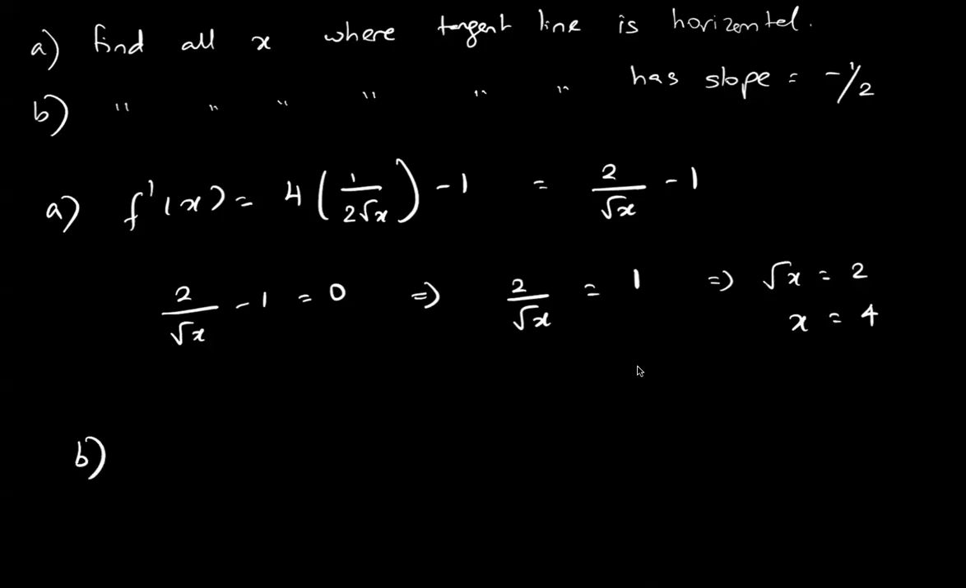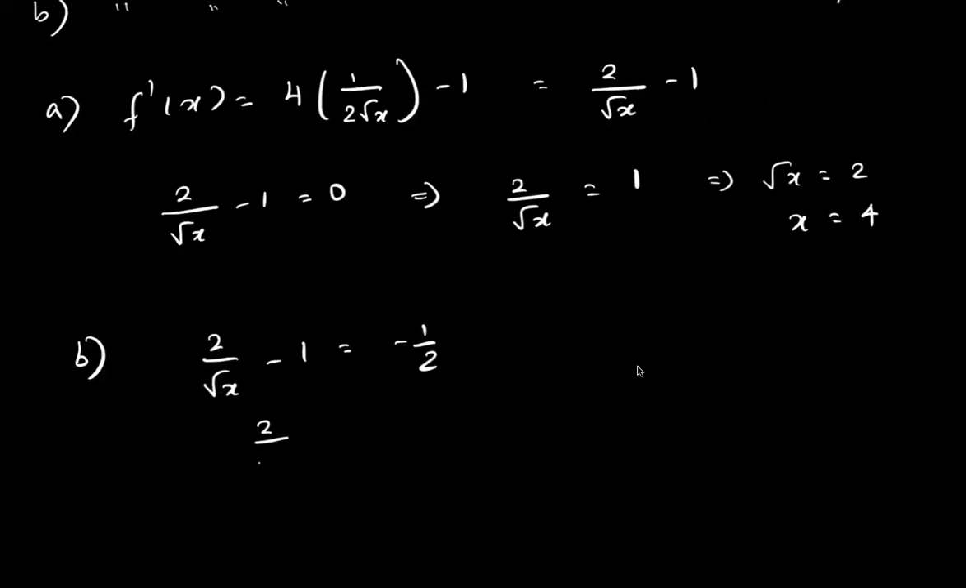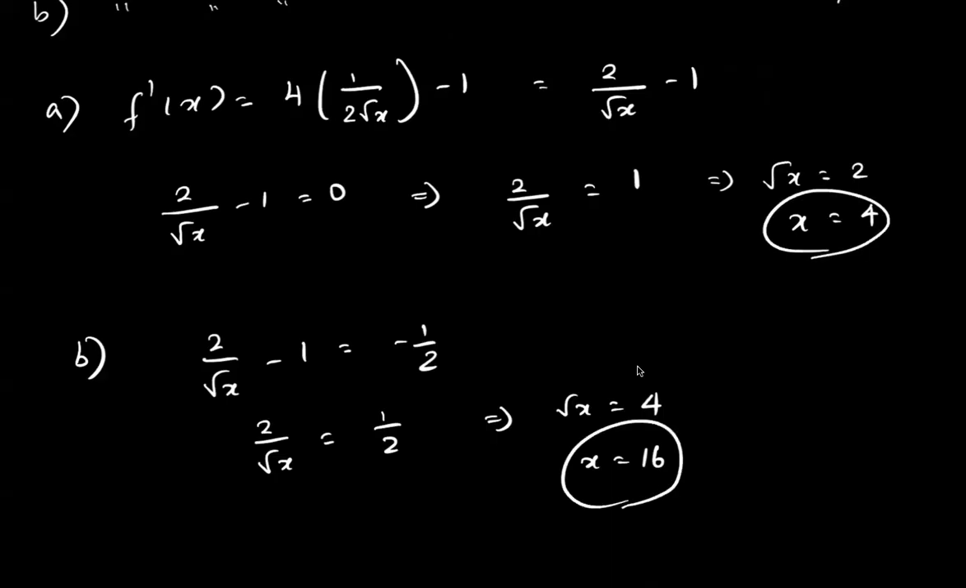Now part B. I set this equal to -1/2. So I add 1 to both sides. I get 1/2. So this means root x is equal to 4, or x is equal to 16. Okay, so these are the two values that we get by solving the two equations, setting the derivative equal to the slopes of the tangent lines that they had given you.